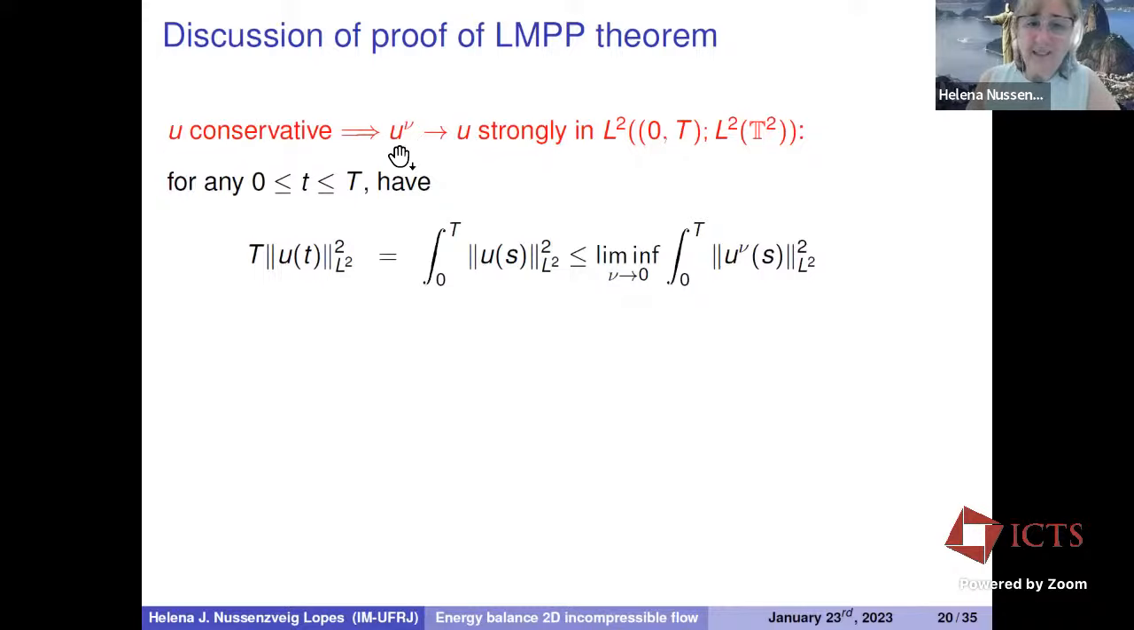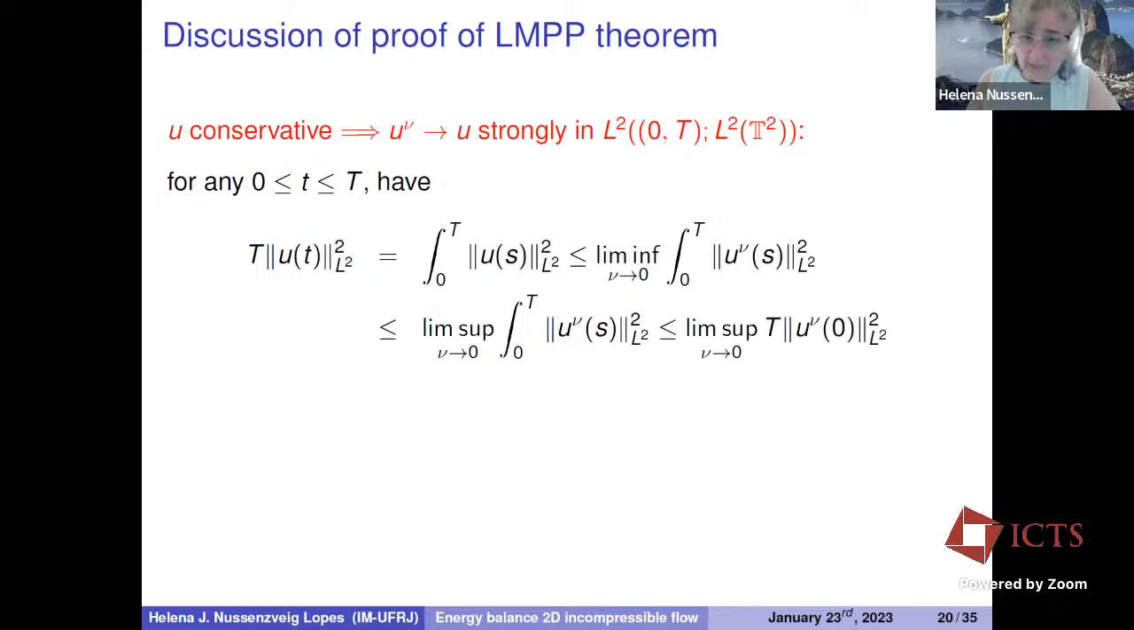And since we have that the physical realization converges weakly to U, this norm is lower semi-continuous. So this is less than or equal to the limit as nu goes to 0 of the integral from 0 to t of the L2 norm squared of U nu of s. Of course, the lim is always less than or equal to the lim sup.